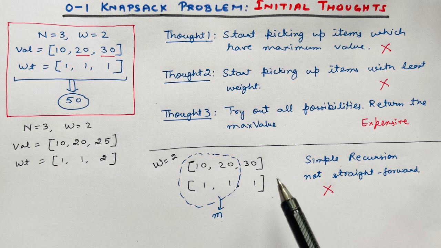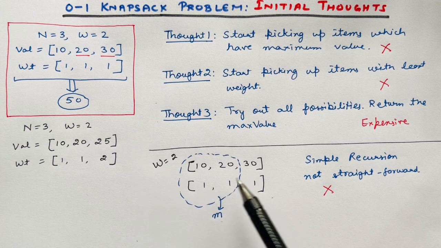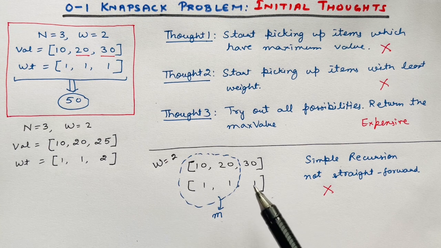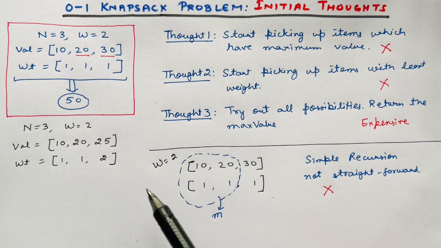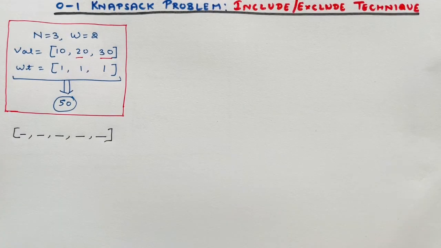Even if we had reduced only the second input, even if we had reduced the capacity and had kept all three items intact, even then it would be very difficult for us to figure out the answer to our original problem from the answer to the reduced capacity problem. So simple recursion is not straightforward, and we need to think of something else. We will need to make a few more observations about the problem.